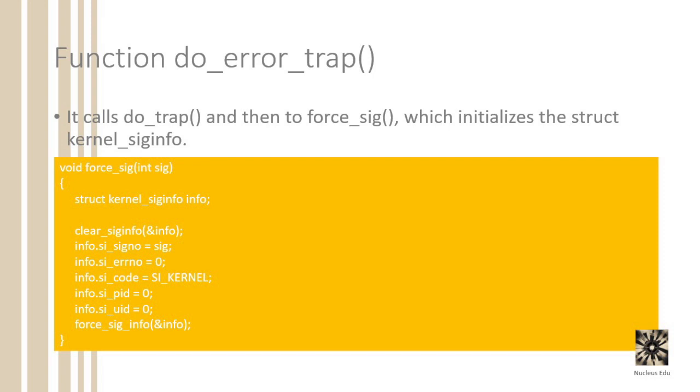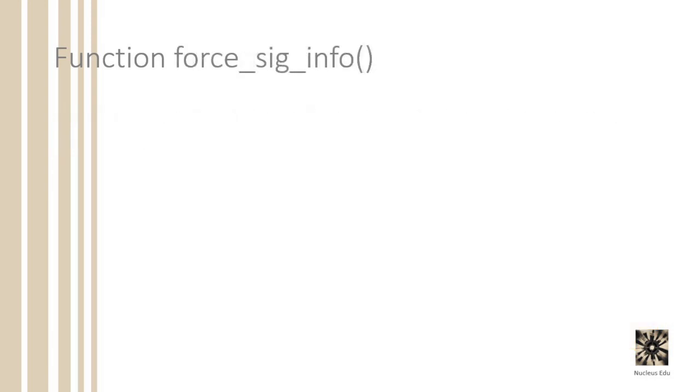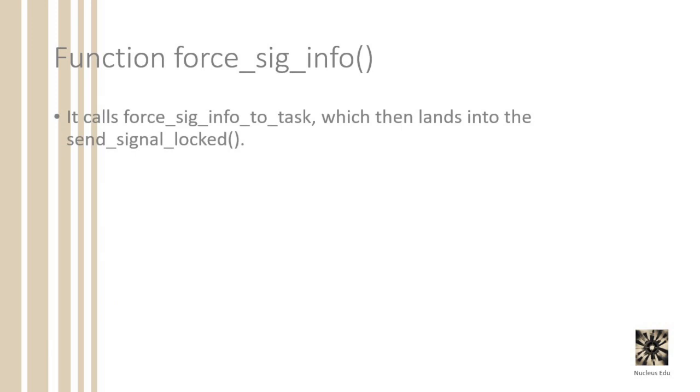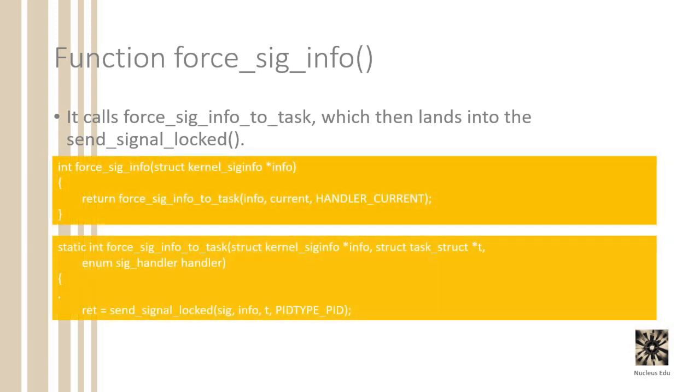So after everything is initialized, it calls this function force_sig_info. This function calls force_sig_info_to_task, which then lands into this function called send_signal_locked. And this is how they look.